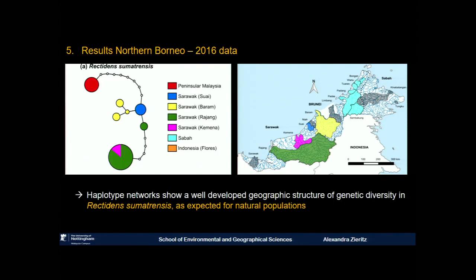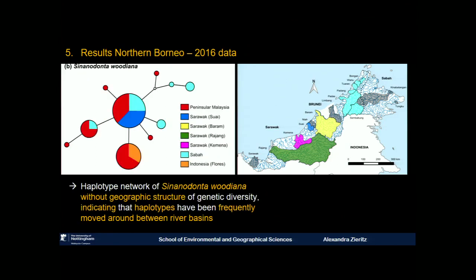We also did some haplotype networks. I'm not sure if anybody's familiar with these. It's basically based on our CO1 data. It's just to show us something about the genetic diversity of these species and which units we can use for conservation. So there are basically 2 to 3 conservation units for this Rectidens species. It's very well structured geographically. This is what you would expect for populations that have been separated for many thousands of years.